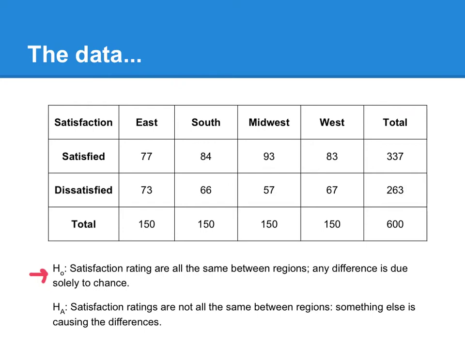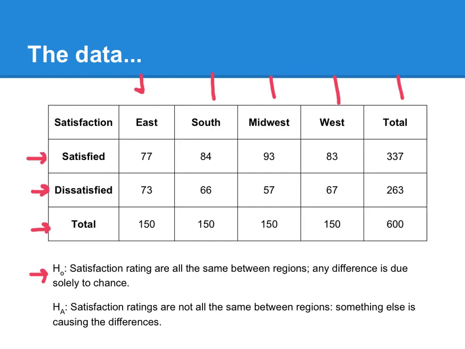Okay, so here we see our results. We see satisfaction. These are the people that are satisfied and dissatisfied, and we generate a total. And we have people from the East, the South, the Midwest, and the West, and the total with regards to satisfaction or dissatisfaction. And we see some variation. We don't see exactly the same responses from region to region, and we have to ask ourselves, is this due to random chance alone, or is something else causing these differences?